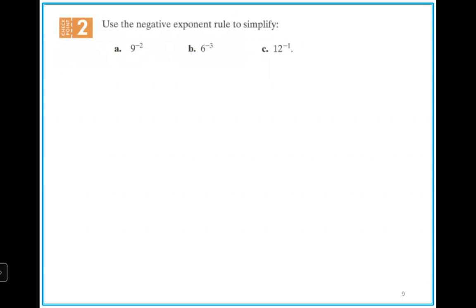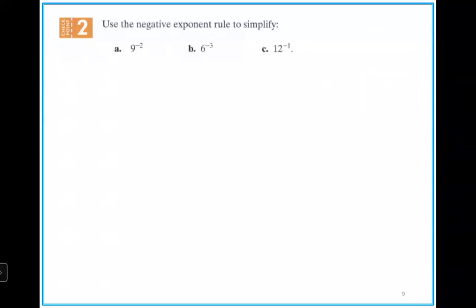Miss Nairn, what do you have for B? I have 1 over 6 to the third power, which equals 1 over 6 times 6 times 6, which equals 1 over 216. All right, thank you.